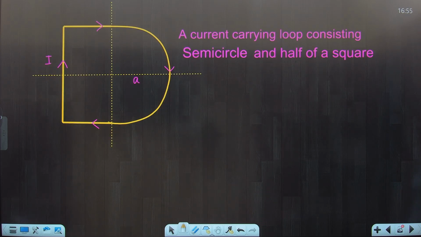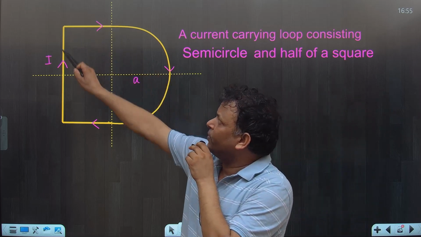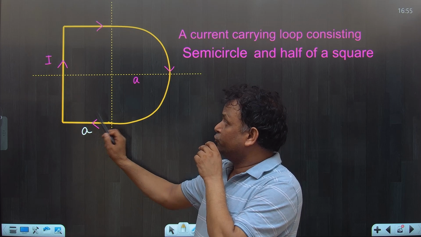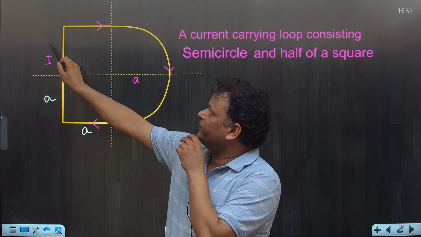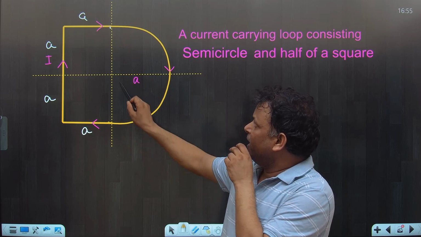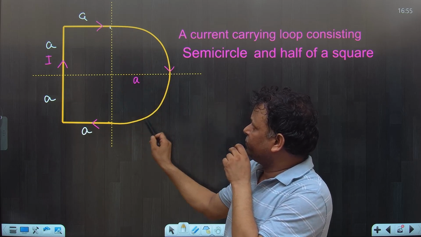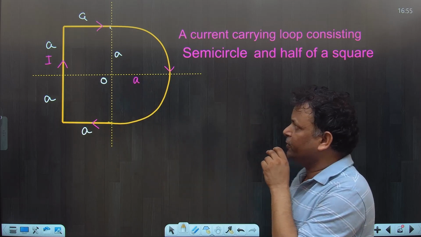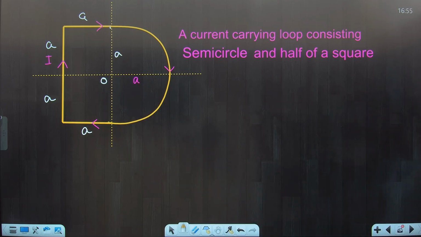Now the next problem: a current carrying loop consisting of a semicircle and half of a square. This is half of a square, the side of the square is 2A. This is A, this is A, this is A, and its one side is 2A, and the diameter of this semicircle is 2A, its radius is A. You have to find the magnetic field at this point O, right?